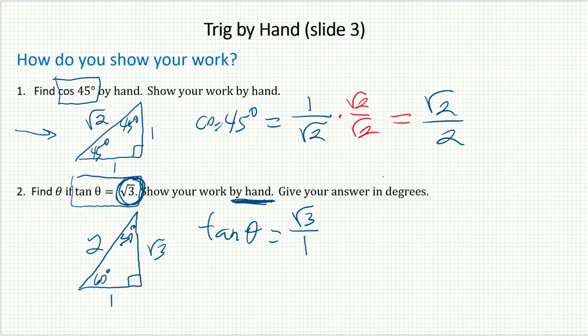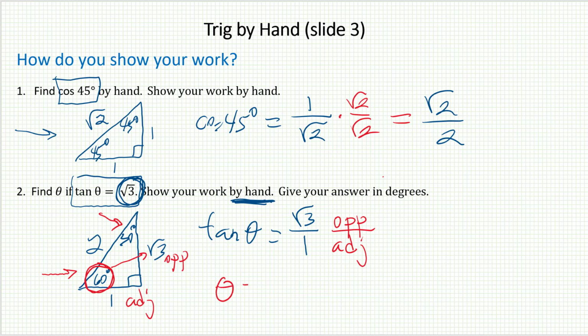Well, that helps me because I know that the tangent function sends me out the opposite side divided by the adjacent side. So I go to my picture and I'm looking which of these 2 angles here has an opposite side of root 3 and an adjacent side of 1, and of course it's the 60-degree angle. The opposite side is root 3, the adjacent side is 1, which means my angle, the angle I was looking for, must be 60 degrees. That's plenty of work to show by hand.